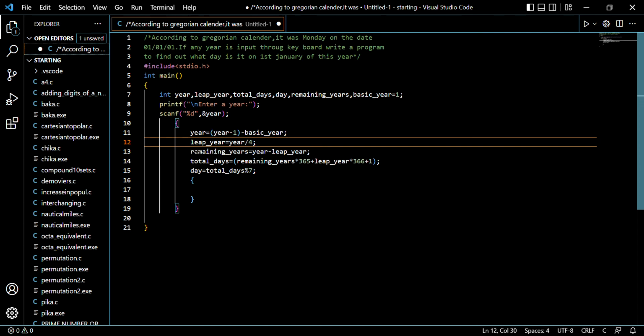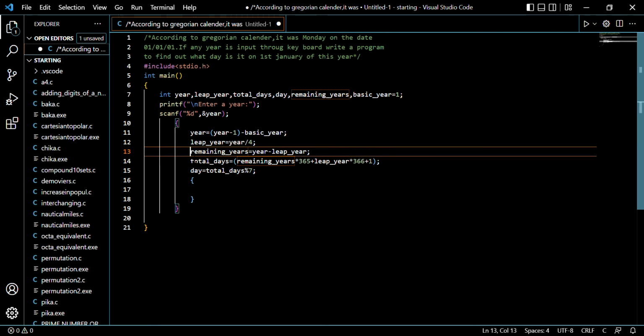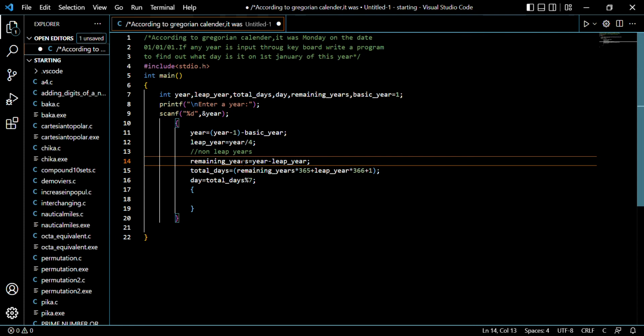The remaining years which are not leap years are going to be year minus leap year, right? So we are calculating non-leap years. This remaining years is nothing but the total number of non-leap years.